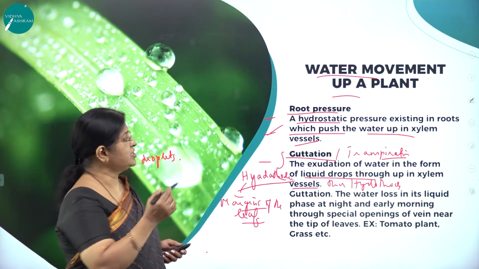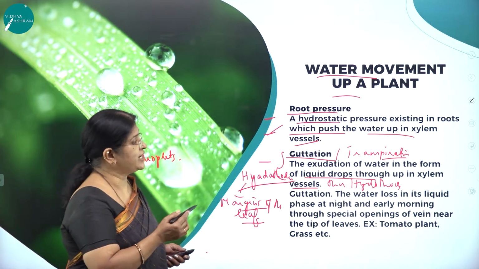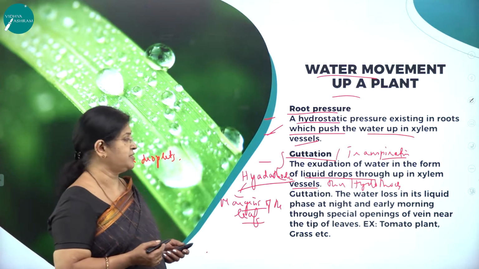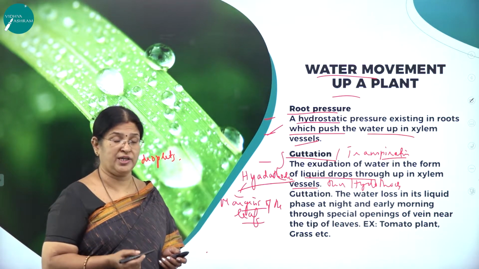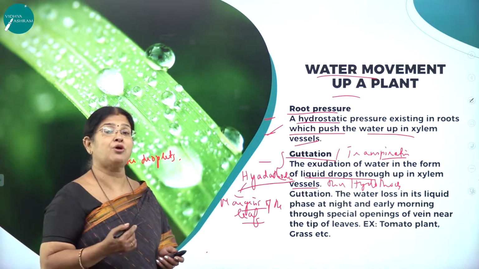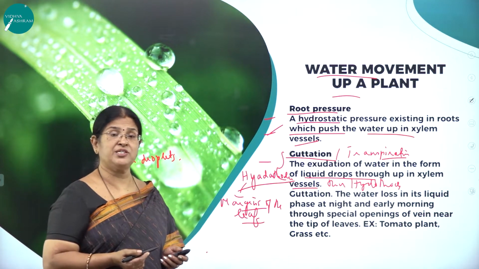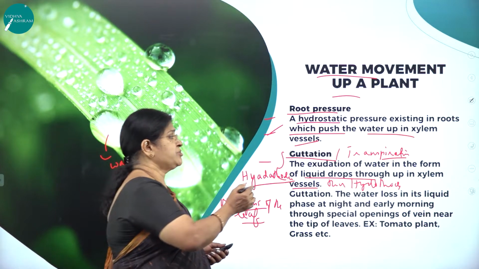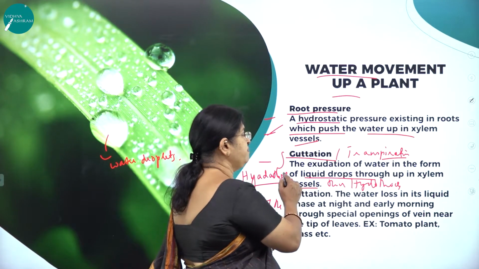One such mechanism is root pressure. What is root pressure? A hydrostatic pressure existing in roots which pushes the water up in xylem vessels. What is guttation? The exudation. What do you mean by exudation? The expulsion of water in the form of water droplets. Transpiration is expulsion of water in the form of water vapor, and the exudation of water in the form of liquid drops out of the xylem vessels is called guttation.